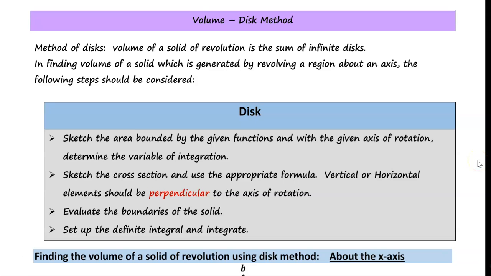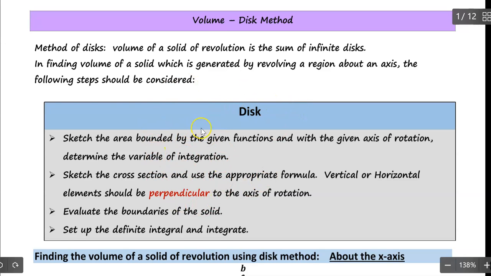Hello everyone. In this video, we will talk about finding the volume of certain solids. This particular lesson will concentrate on the disk method. So what is the disk method? In calculating the volume of a solid using the disk method, we have to find the sum of infinite disks.